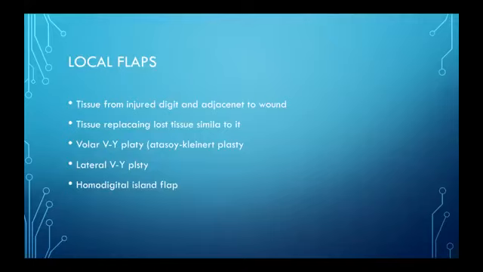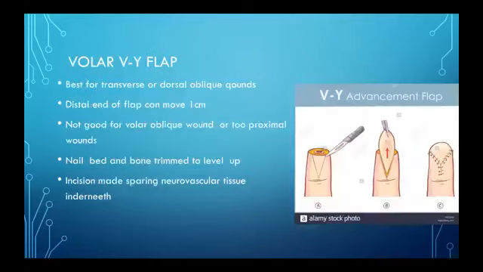The homodigital island flap is also, in my opinion, reconstructible. If you understand the anatomy of the finger and understand that the neurovascular structures basically run on the lateral border of the finger, you should be able to release a flap with its vascular supply.